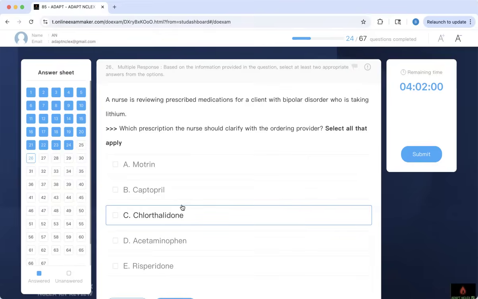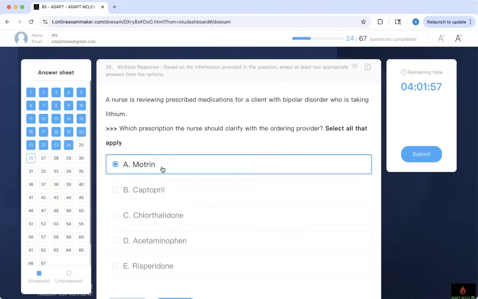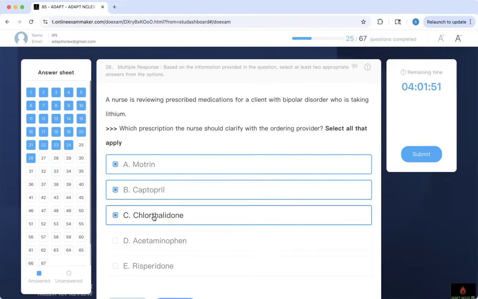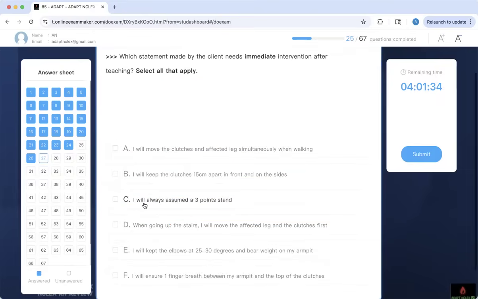Figure out. Lithium, you should not take Motrin, right? You should not take an ACE inhibitor. It affects your kidney. You should not take a diuretic. It affects your kidney and causes dehydration. Acetaminophen is good. Risperidone is an antipsychotic. You can take it. So know this. These are the things you should avoid with lithium.